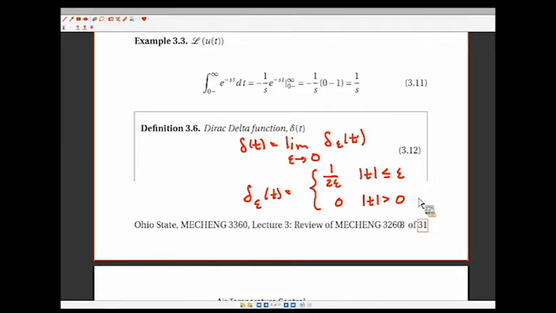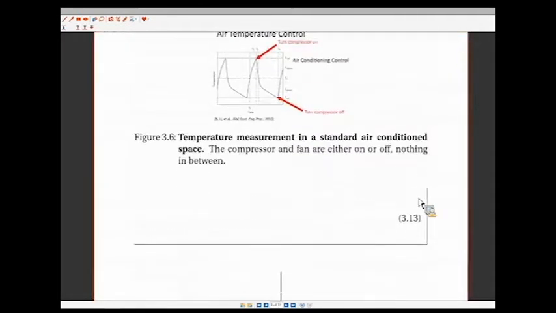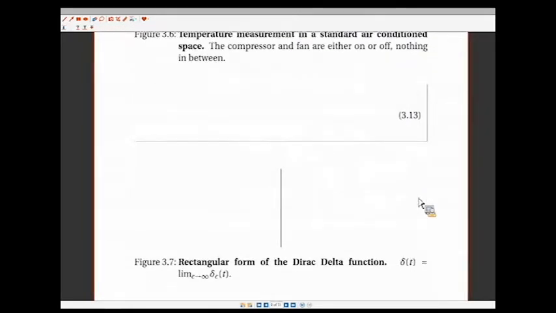Okay, so this is the simplified Dirac delta function. It's a little bit more intuitive when it's in this form. But what we're saying here is that the Dirac delta function is equal to 1 over 2 epsilon in terms of height for the range of t being between epsilon and negative epsilon.